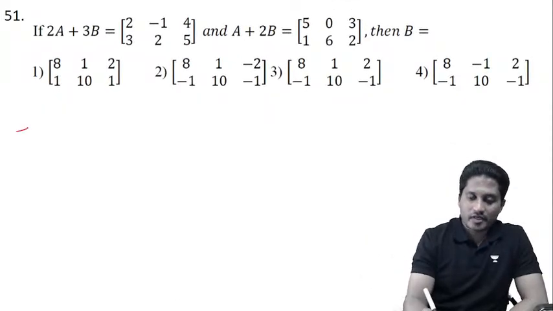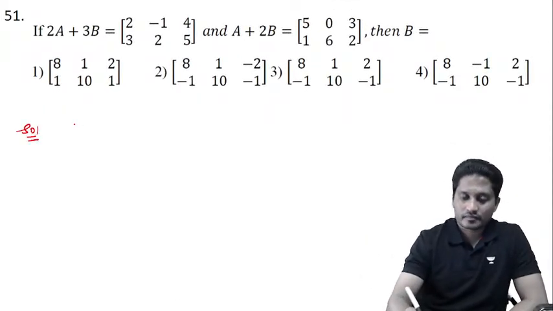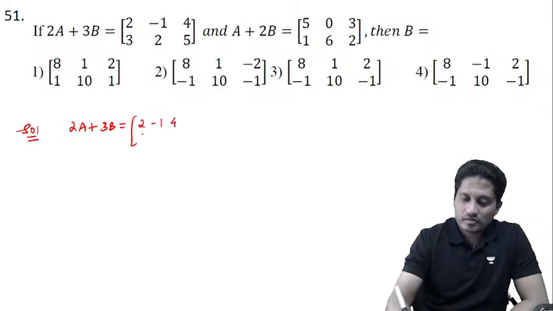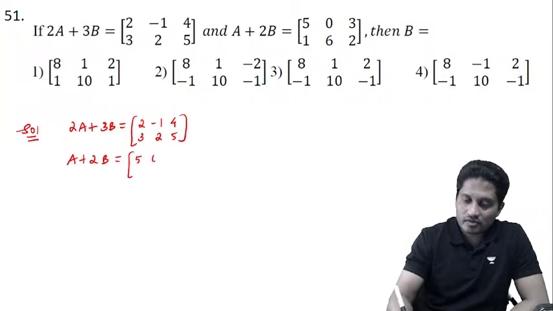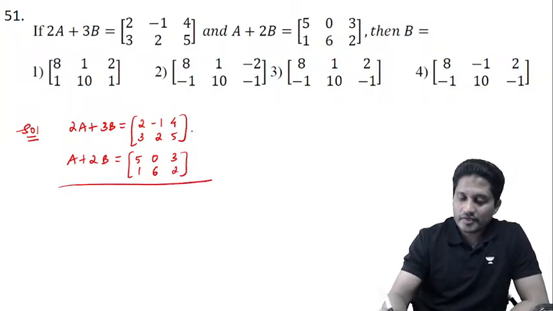See, I'm supposed to find out what is matrix B, right? 2A plus 3B is equal to matrix 2, minus 1, 4, 3, 2, 5. And then this is A plus 2B is equal to matrix 5, 0, 3 and 1, 6, 2. You call this equation 1, you call this equation 2.